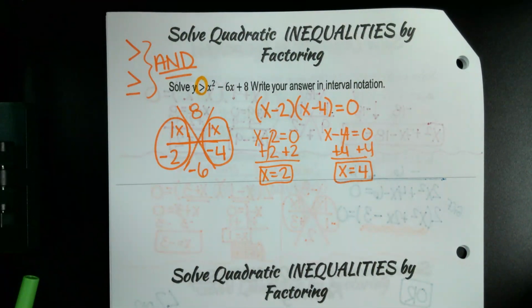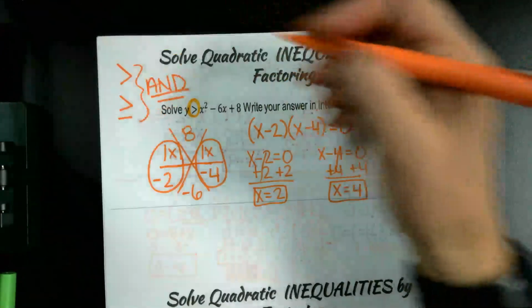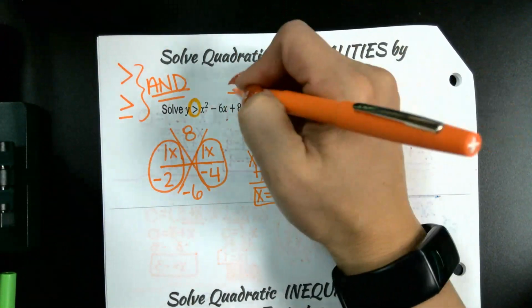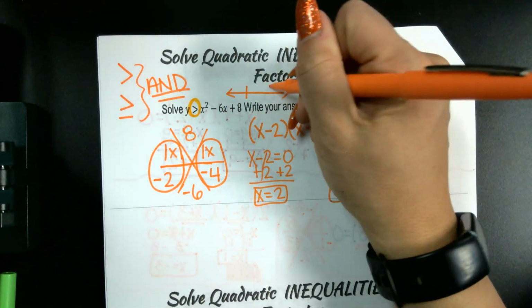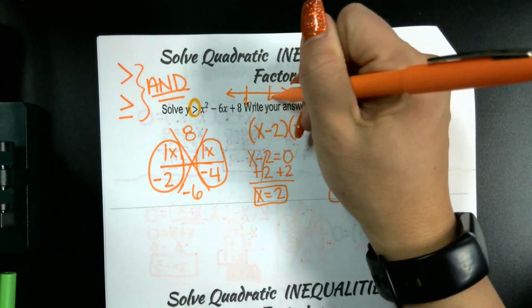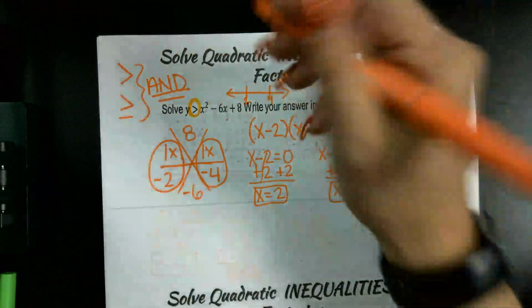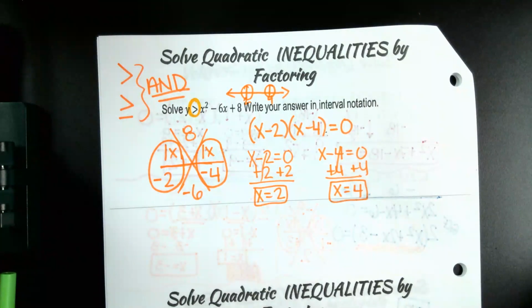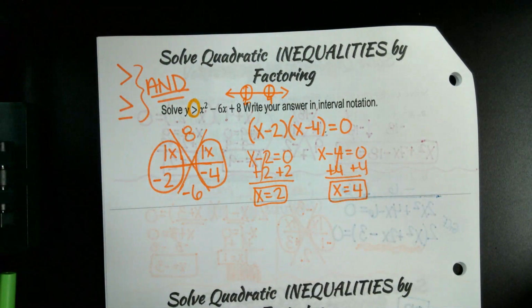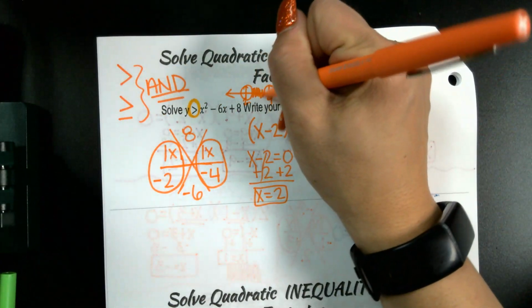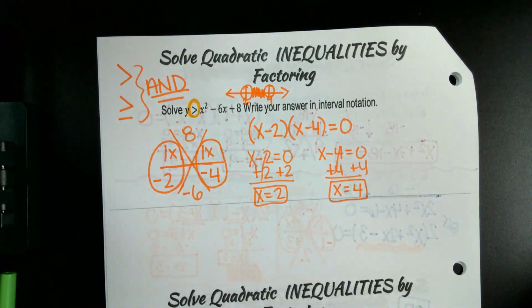So if we were back in pre-algebra, algebra 1, we would have a number line and we'd have circles at 2 and 4. Notice how this symbol does not have an equal sign, so we would have left them open. But because it was an and problem, where did the shading go? In between them.